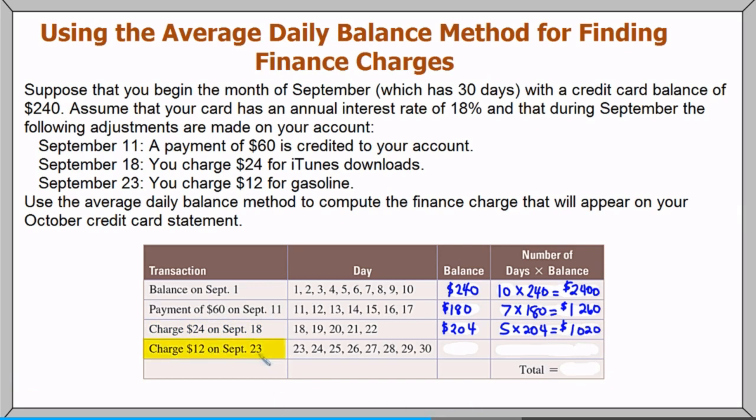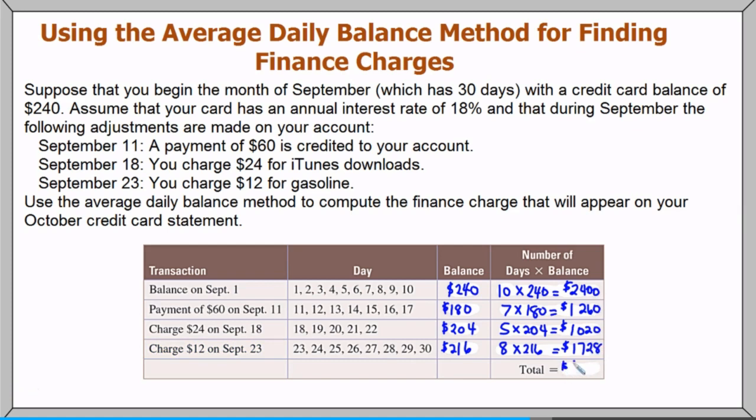Finally, the fourth transaction, or fourth row in the chart, is listed as a charge of $12 on September 23rd. This will make the new balance occur on days 23 to 30. To find the new balance, add the charge of $12 to the previous daily balance of $204 to get $216. This balance occurred for 8 days, so multiply 8 times 216 to get 1,728.